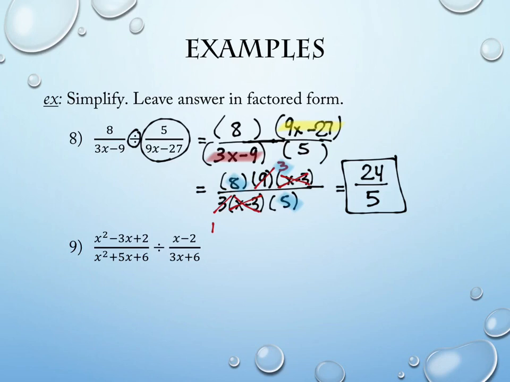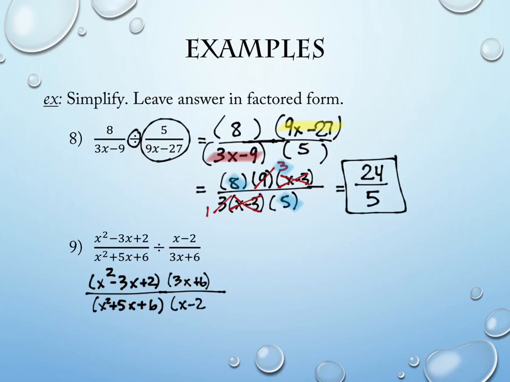All right, looking at the last one, what's the first thing we're going to do? Keep, change, flip. We're going to keep the first one just like it is: x squared minus 3x plus 2 over x squared plus 5x plus 6. It's going to become multiplication, so I'll write them together, but I need to flip the second fraction. So my 3x plus 6 comes to the top, and my x minus 2 comes to the bottom. Always flip first, making it multiplication. And then we're going to do our factoring.